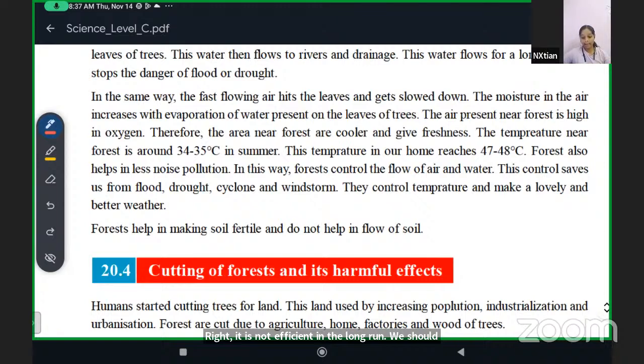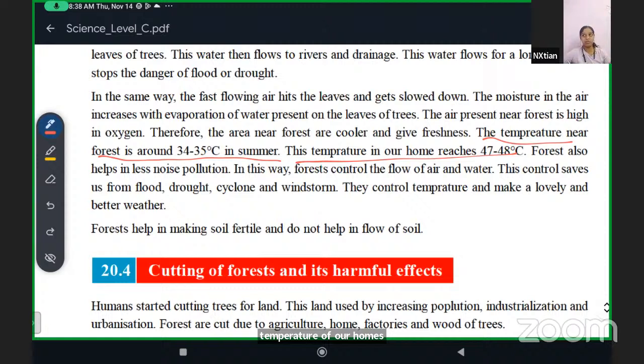Right. So now, the temperature near the forest is around 34 to 35 degrees Celsius in summer. This is not fixed. Some forests have lower, some forests have higher. And the temperature in our home reaches 47 degrees Celsius. Mainly because, as we talked about moisture and forest temperature, if we compare that with the temperature of our homes, it will be relatively cooler.